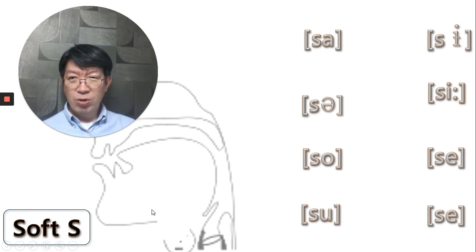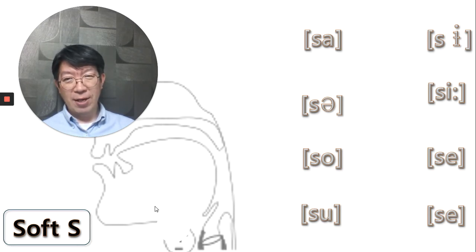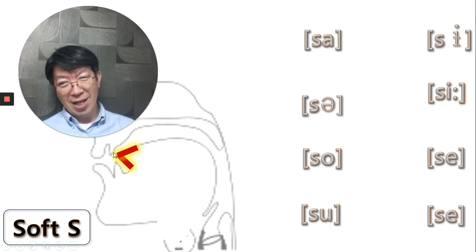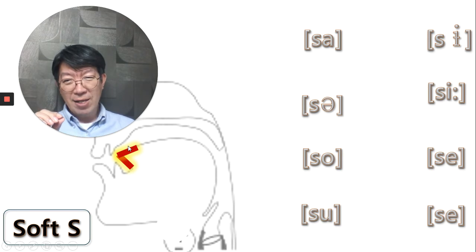Okay, and this is S. Especially, this is what we call soft S, not the real S in English. When you pronounce this one, the air comes out here. Actually, not that strong. The air goes through between the tip of the tongue and the alveolar ridge here. So it's like friction, the friction of the sound.